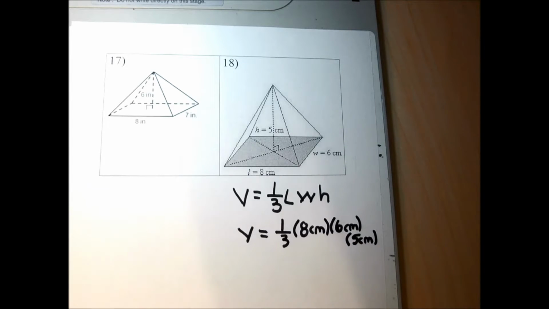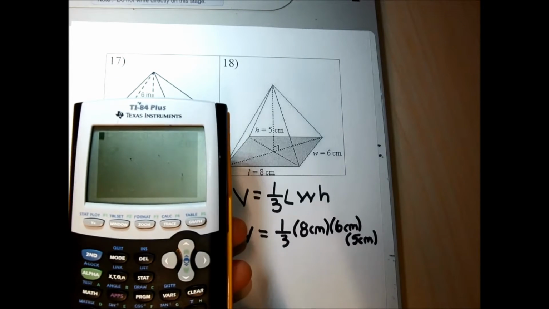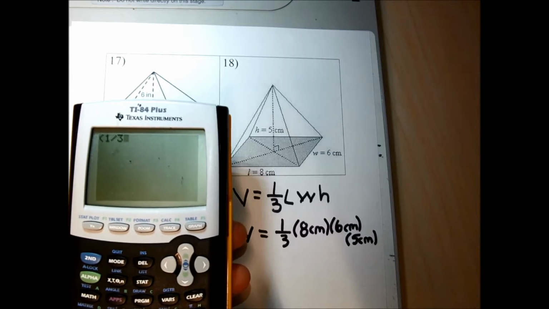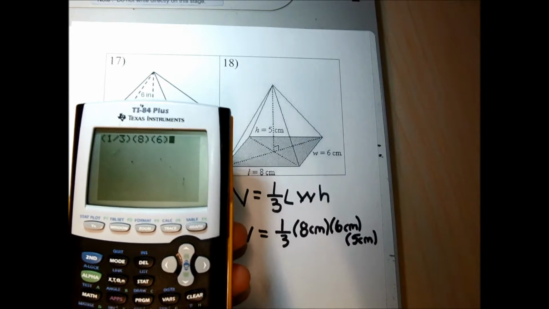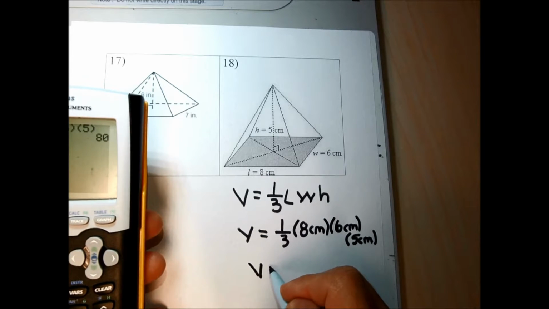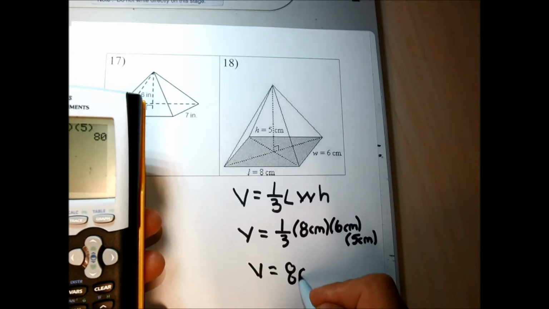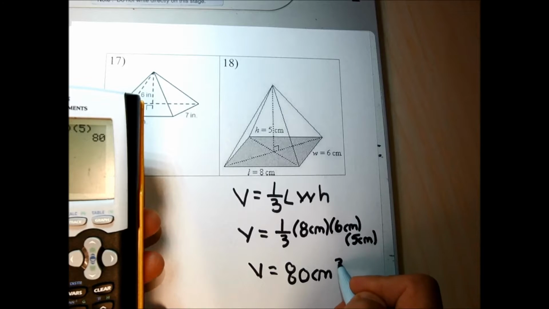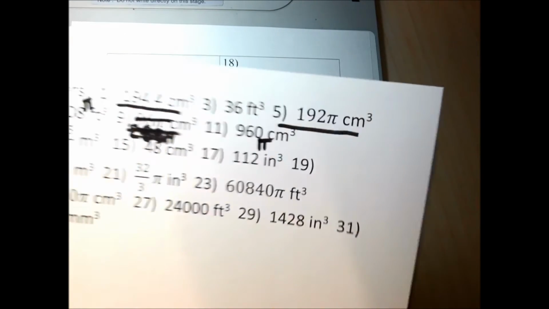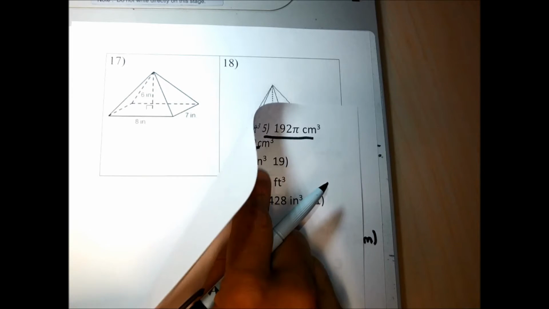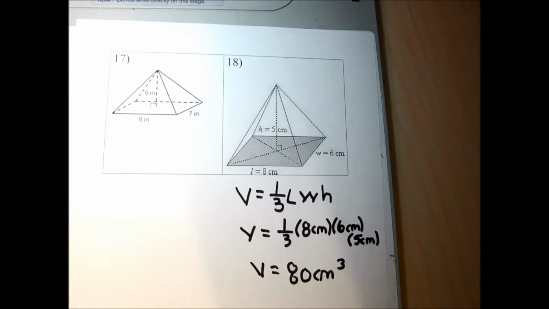So I need to go 1/3 times 8 centimeters times 6 centimeters times 5 centimeters. So 1 divided by 3 times 8 times 6 times 5, and I get 80. And I need units. I'm going to put cubic centimeters in. For your problem 17, I get 112 cubic inches because the lengths are in inches.